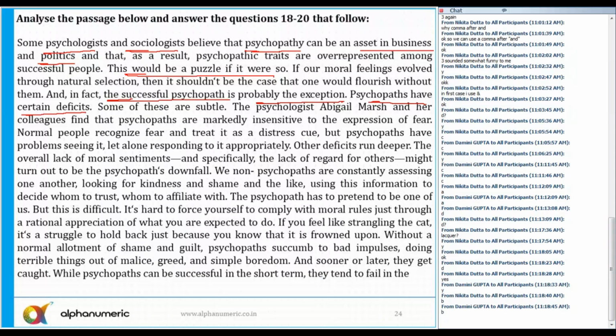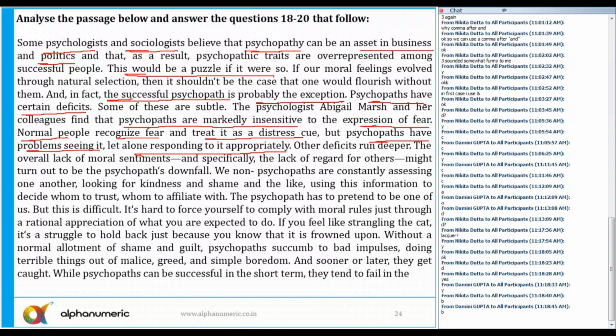Psychopaths are markedly insensitive to the expression of fear. This is the deficit. They don't express fear. They don't understand fear. Normal people recognize fear and treat it as a distress cue. But psychopaths have problems seeing it, let alone responding to it appropriately. They don't even understand fear, so how will they respond to it? This is one very big deficit in a psychopath.